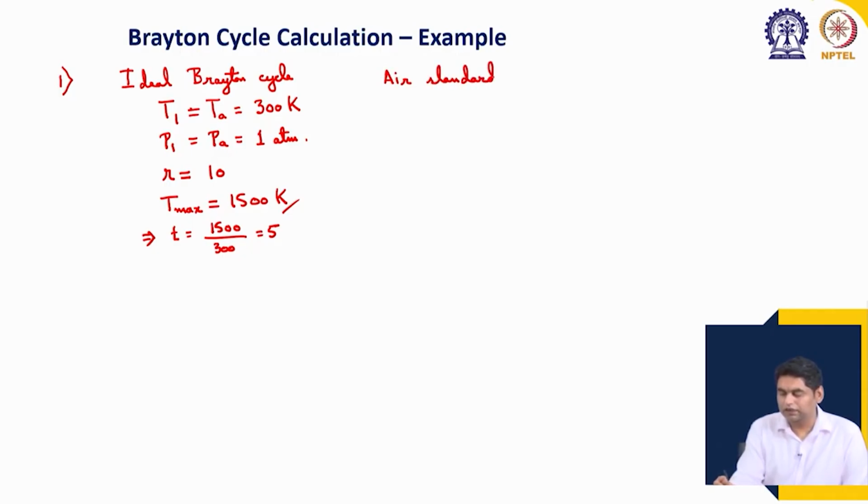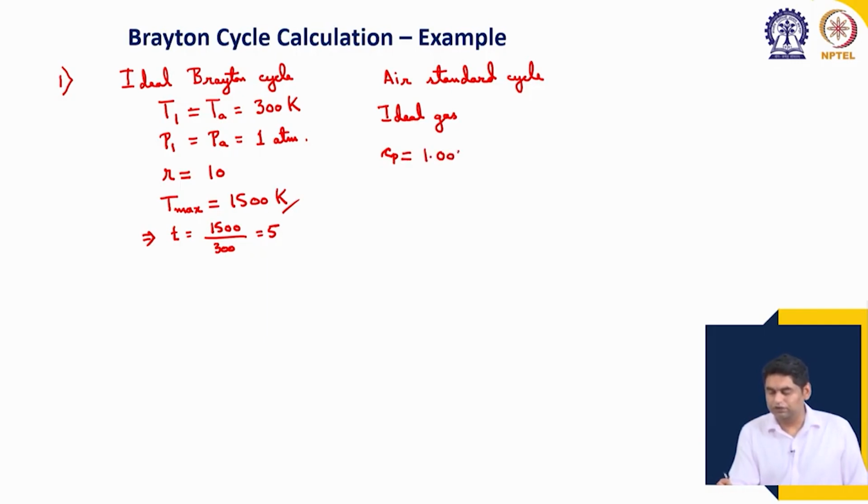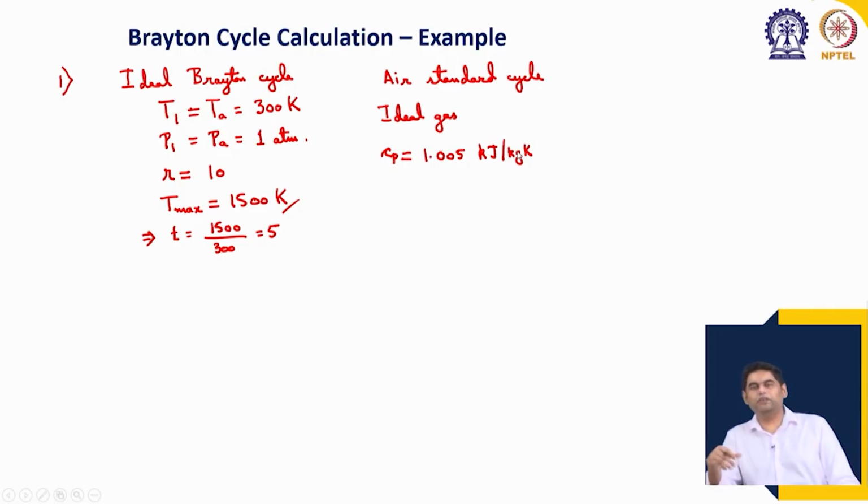So, ideal gas air, and we will take the following properties. In general for all these air standard cycles we will stick with these property values. Cp we will consider for air to be equal to 1.005 kilojoule per kg Kelvin. In real life this Cp value will change with temperature, it also changes with composition.